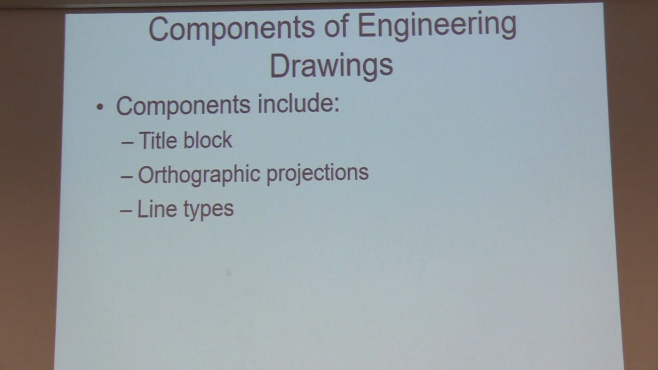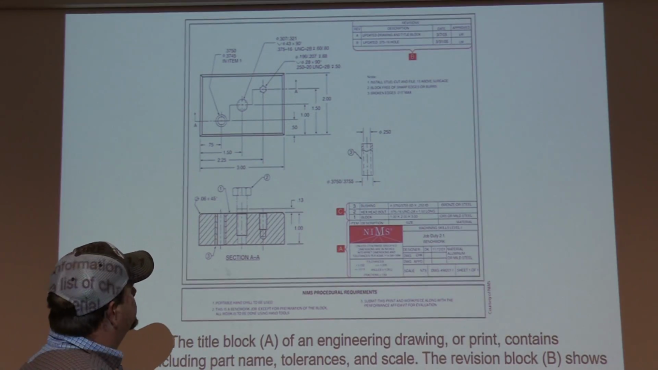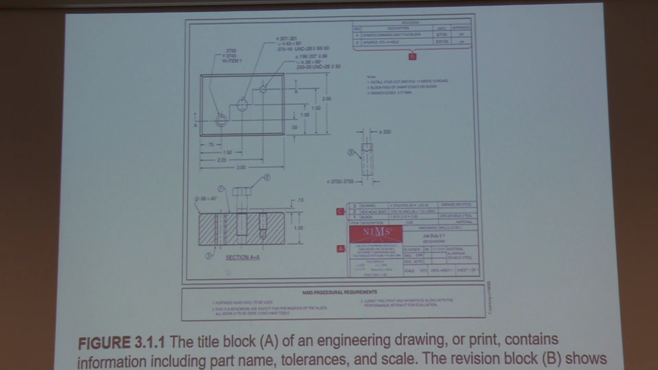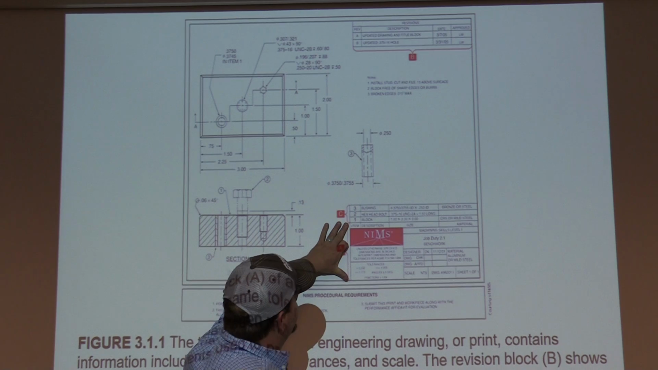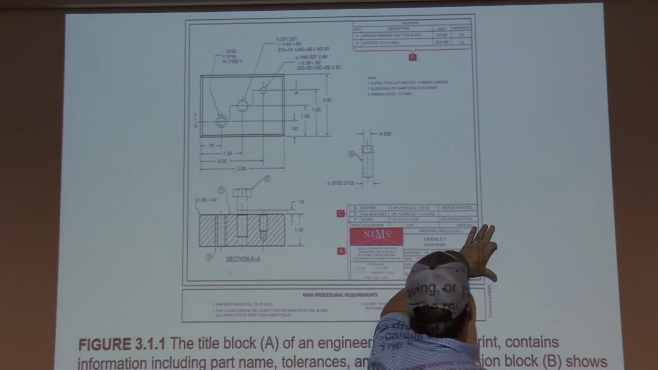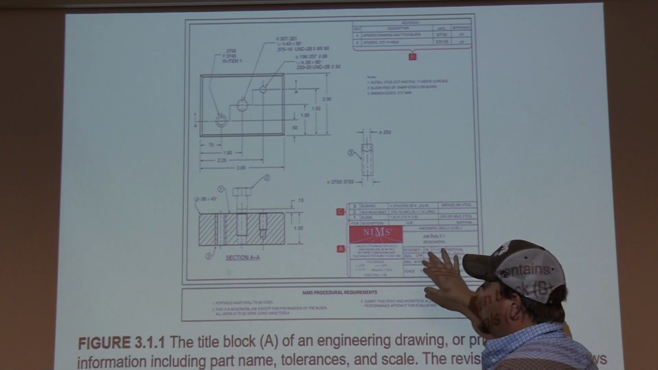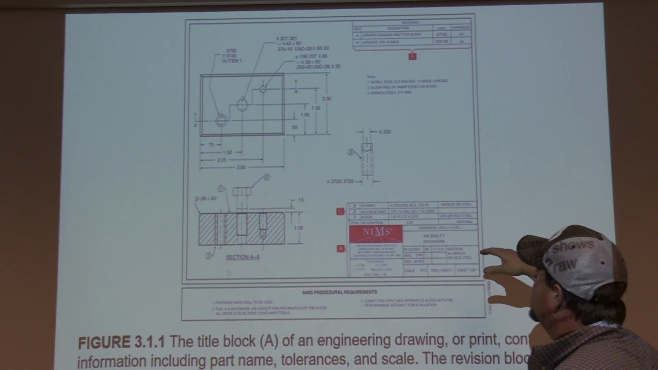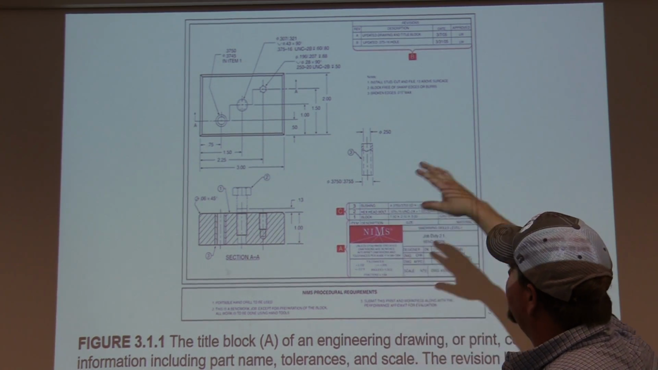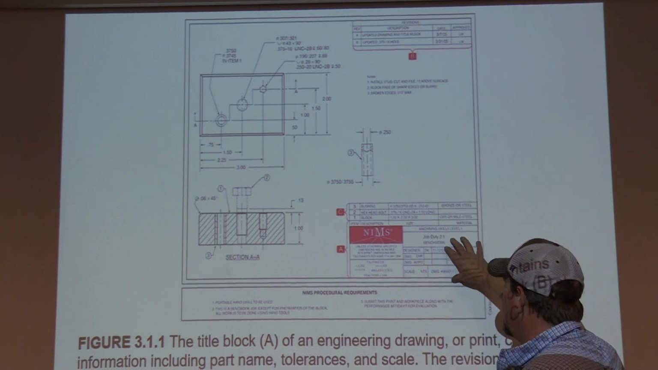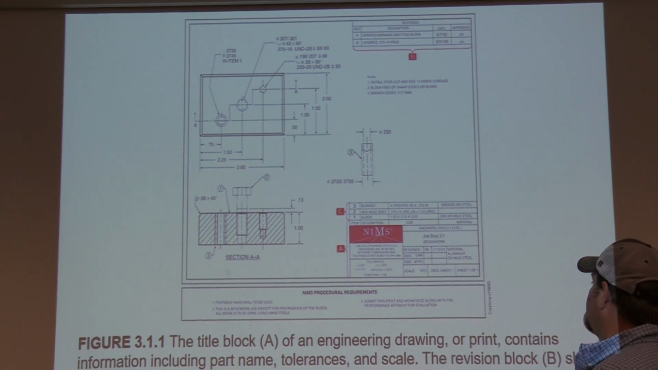Components of engineering drawings are the title block, orthographic projections, and line types. So here's an example. Start with here, it shows us in large format. The title block is this bottom section here. It's going to give you the main information, okay? We're going to break it down here in a minute and talk more about it. But just relative to the entire print, here's our title block of an engineering drawing or print.